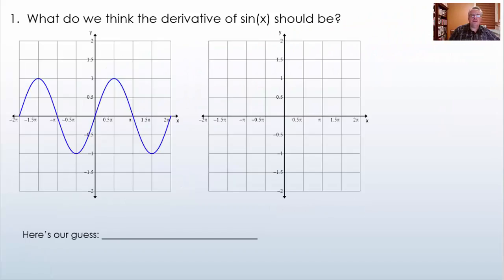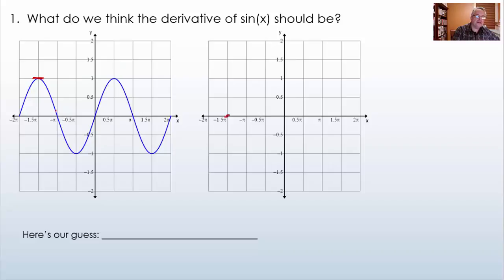So to begin with, I want to start by thinking about what the derivative should be. So here's the graph of sine of x, actually 2 periods of sine of x. And we see right here, there's a horizontal tangent. So at that point, the derivative should be 0. So I'm going to mark a 0 right here on that curve. I'm going to try to sketch the derivative.